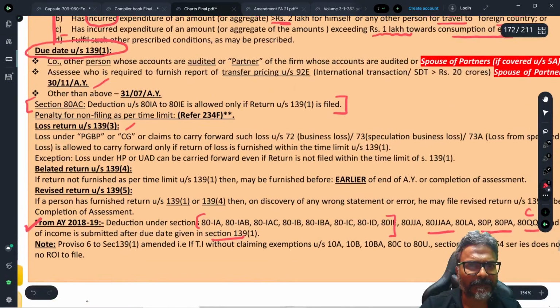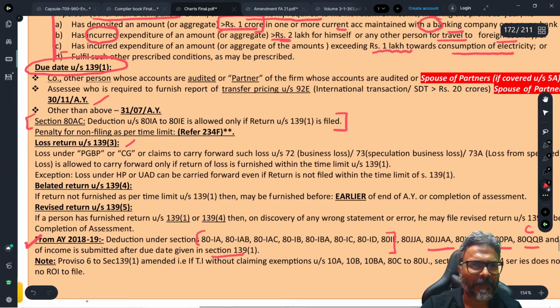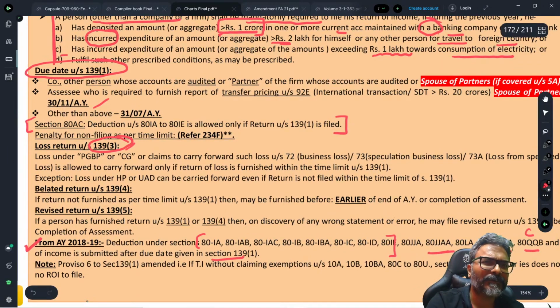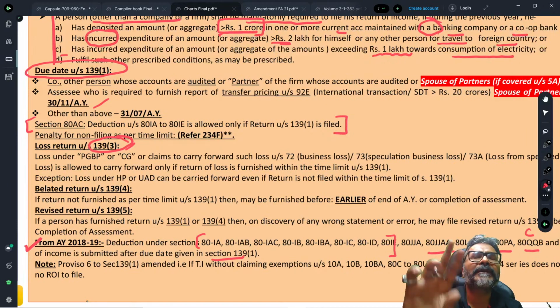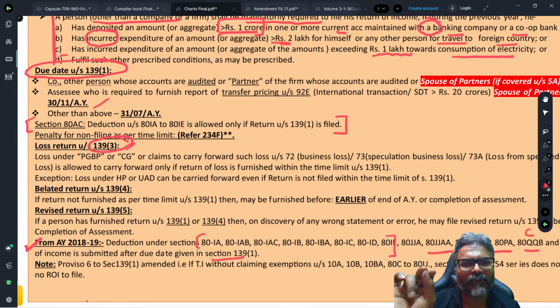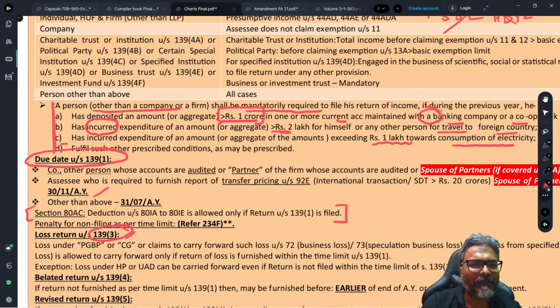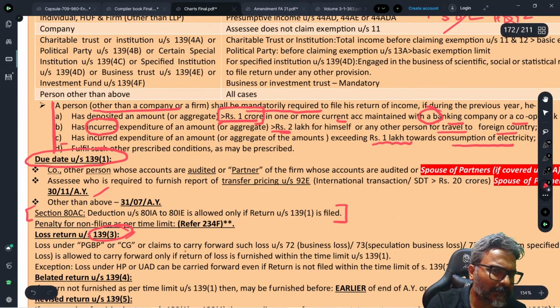Apart from this one, students, 139 subsection 3, the loss. If you have got a loss under 2 heads, which are those 2 heads? The PGBP and the head capital gains. If you want to carry forward those particular losses, students, then in that situation you need to file the return of income within the due date of 139(1). Be careful, students, the restriction is only for carry forward and not for set off.